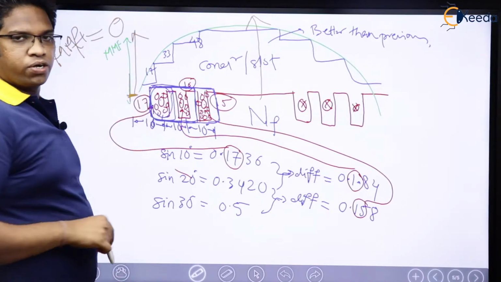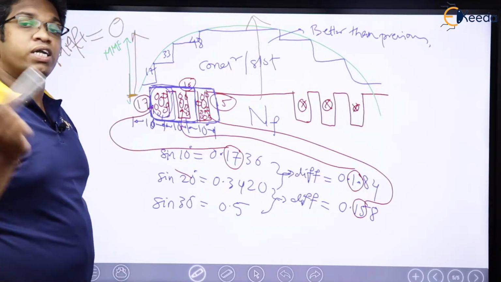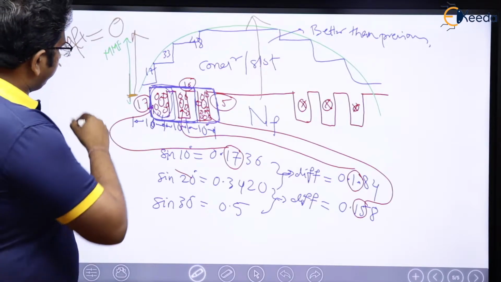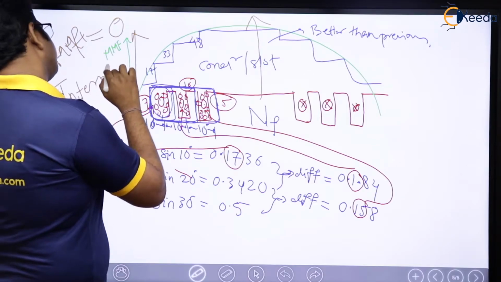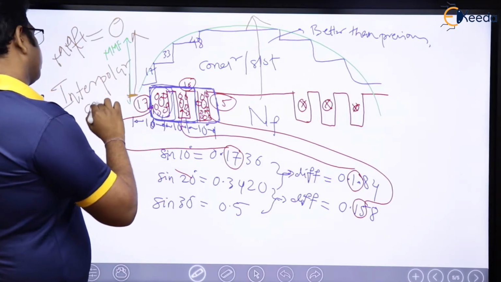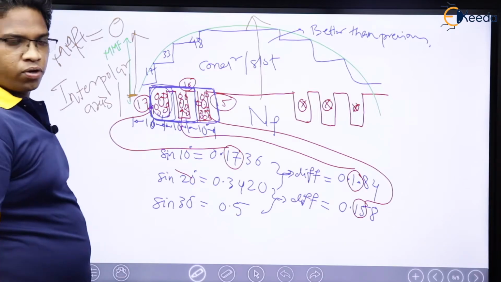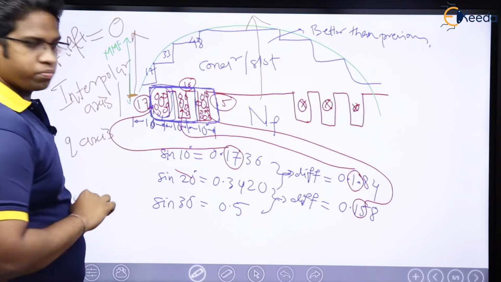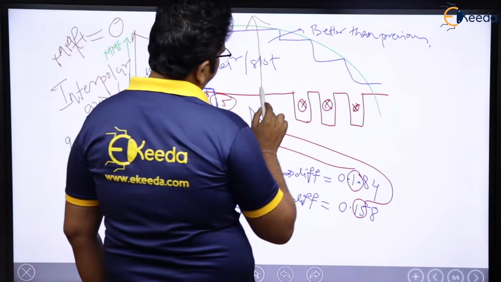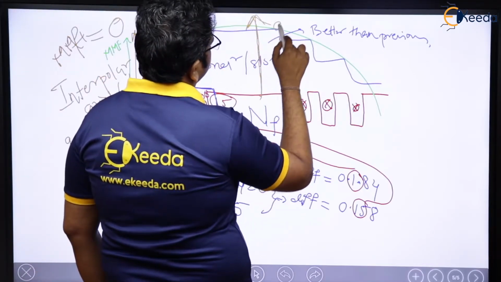And this axis, as we already discussed in the previous session, is called the interpolar axis, or we call it the Q axis. And this axis in which MMF is maximum is called the D axis.